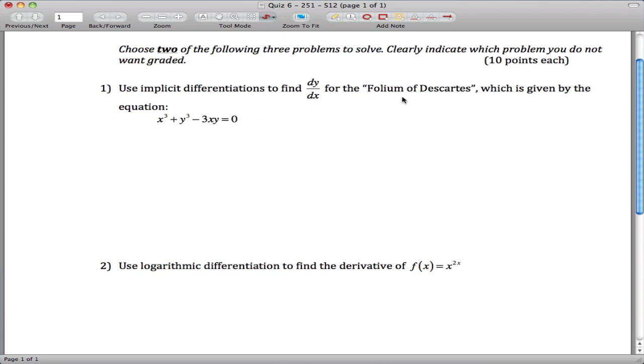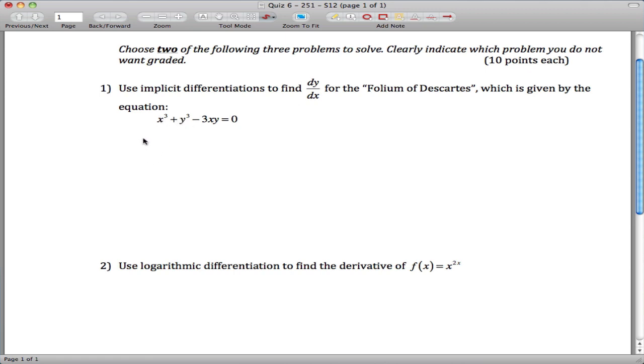This thing is called the folium of Descartes, or Descartes, I guess. I don't know how to say his name. It's got some history. I won't get into the history here. All I'll do is take the derivative. So let's see, dy dx, you're supposed to treat the x's like variables and the y's like functions.